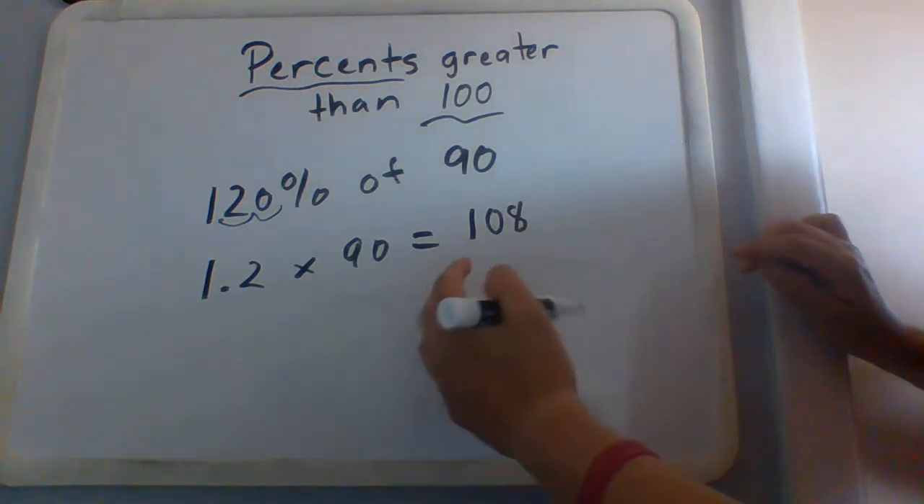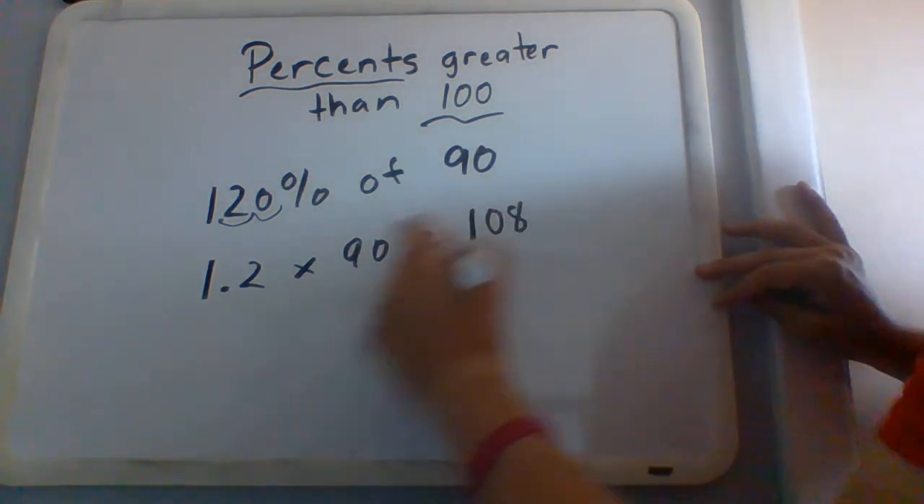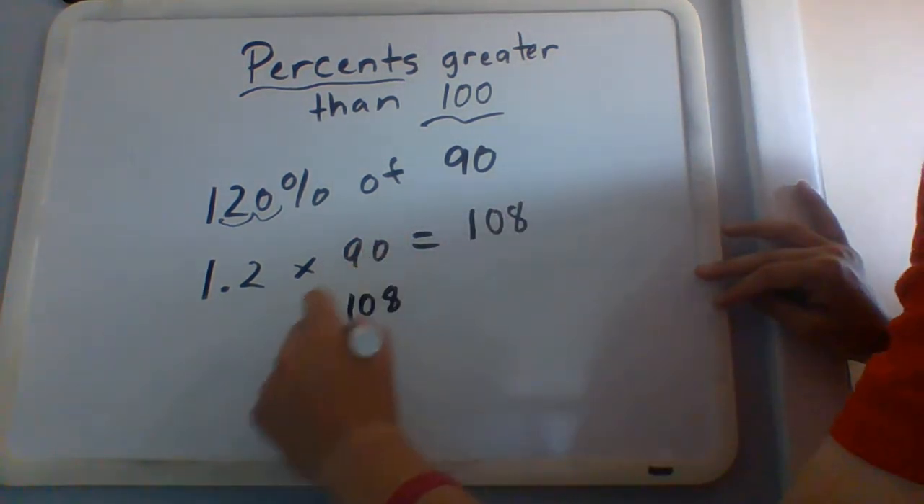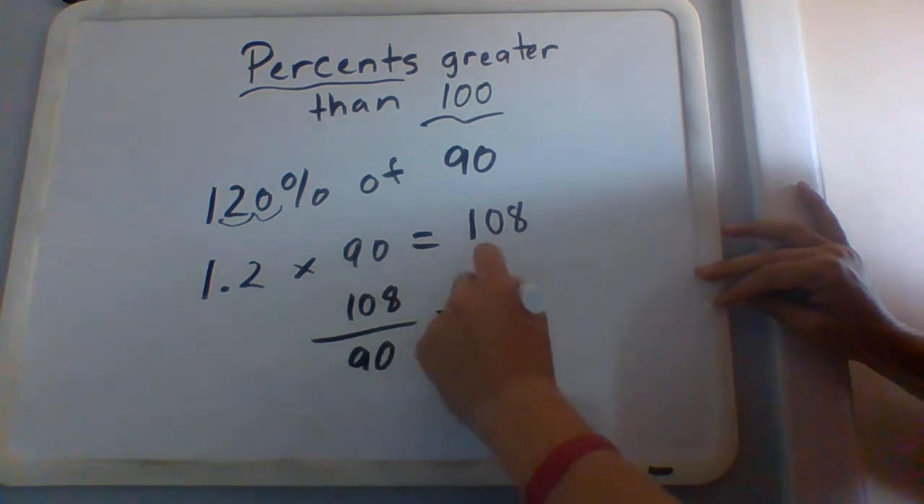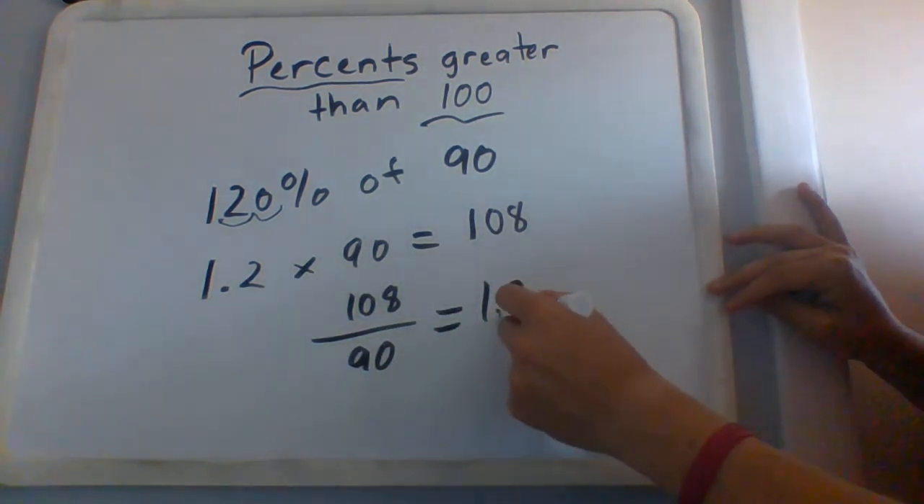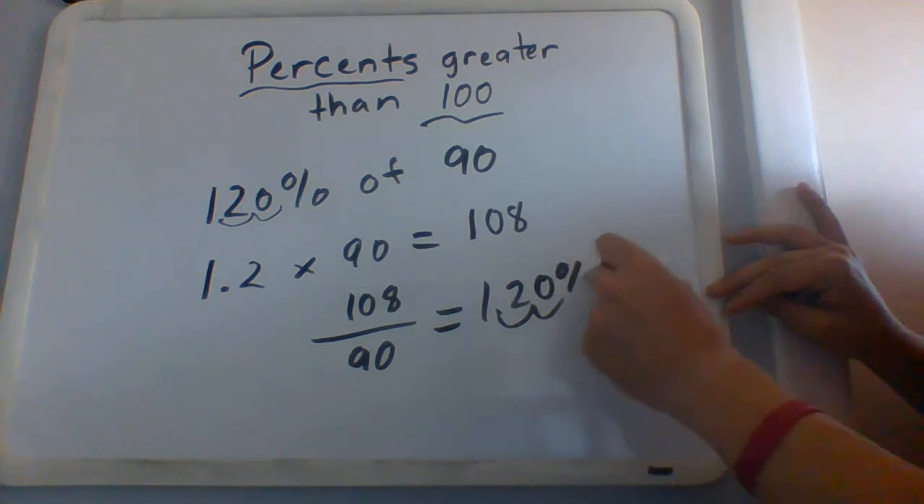Same thing if I plug it in my calculator to check my answer. I take my 108 divided by 90 and I get 1.2, which would be 120%.